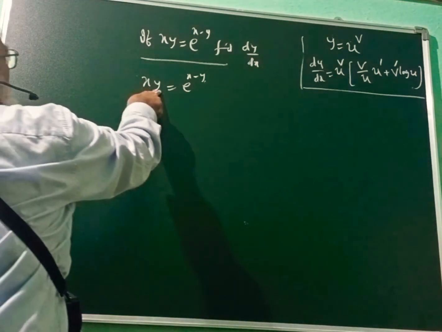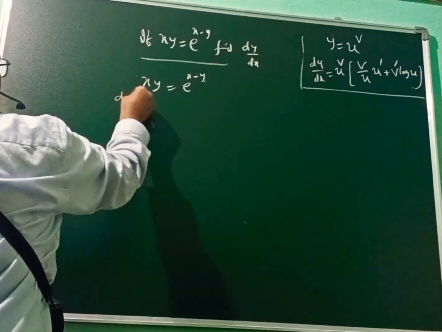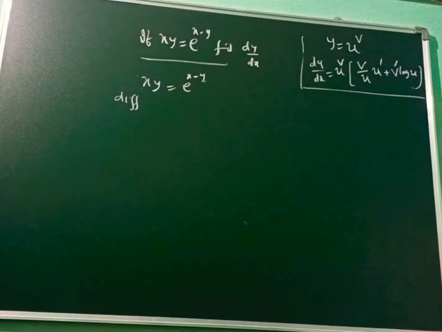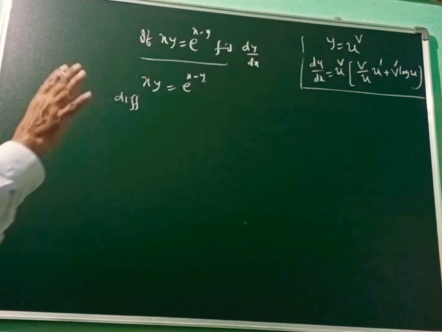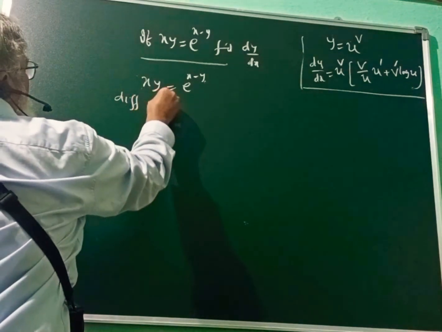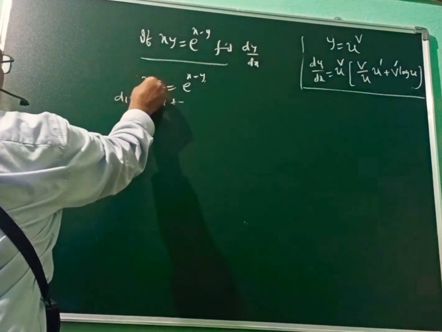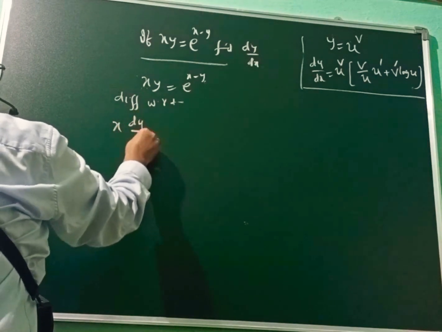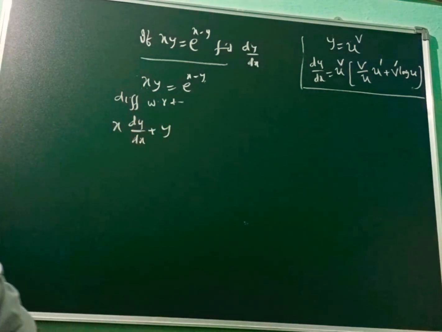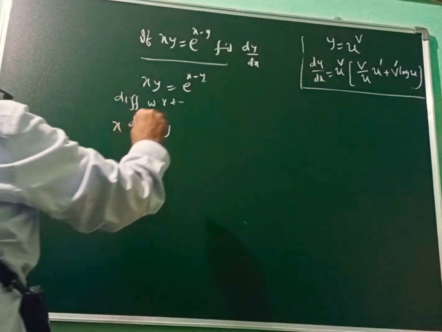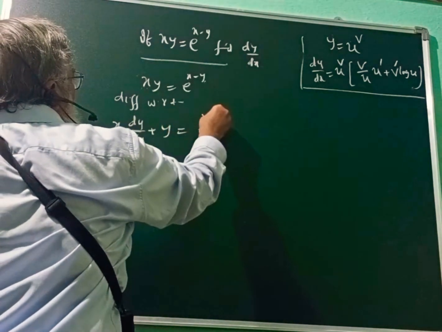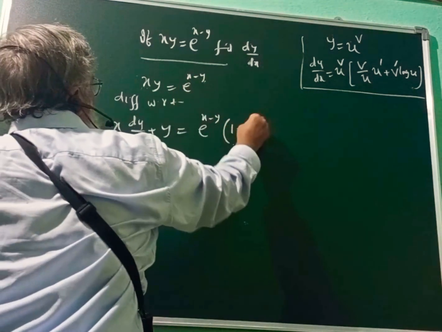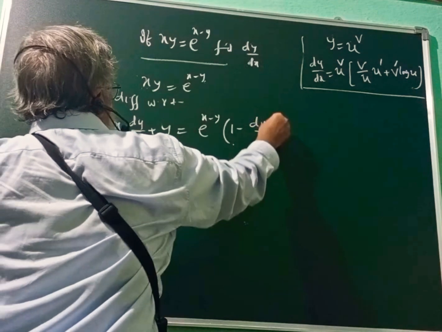So here product rule, differentiate with respect to x, or we can apply log both the sides also. So or directly also we can do. Let us do directly differentiation with respect to x. Product rule: first function as it is, differentiation of y is dy by dx. y as it is, differentiation of x is 1. Now differentiation of e is e only, whatever it may be. Differentiation of power, x minus y, is 1 minus dy by dx.